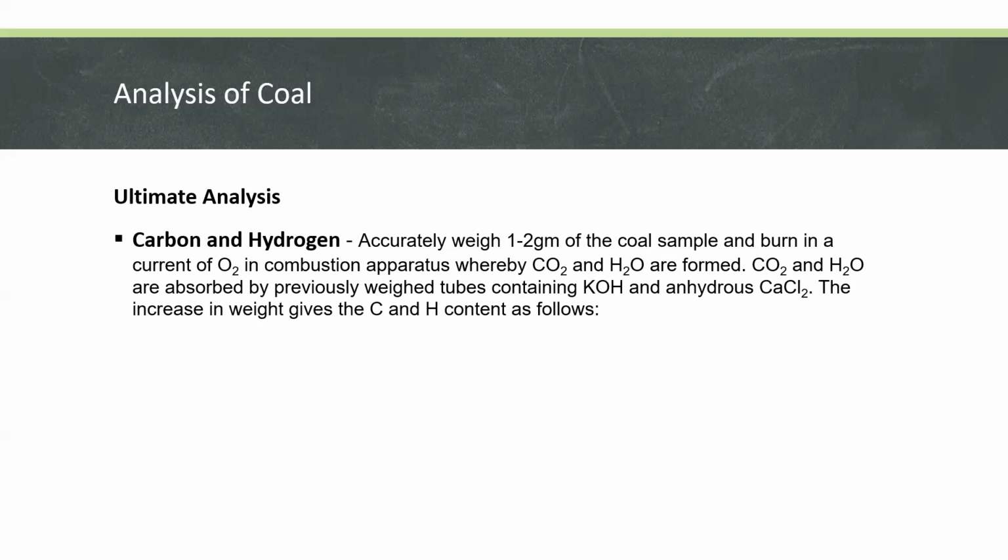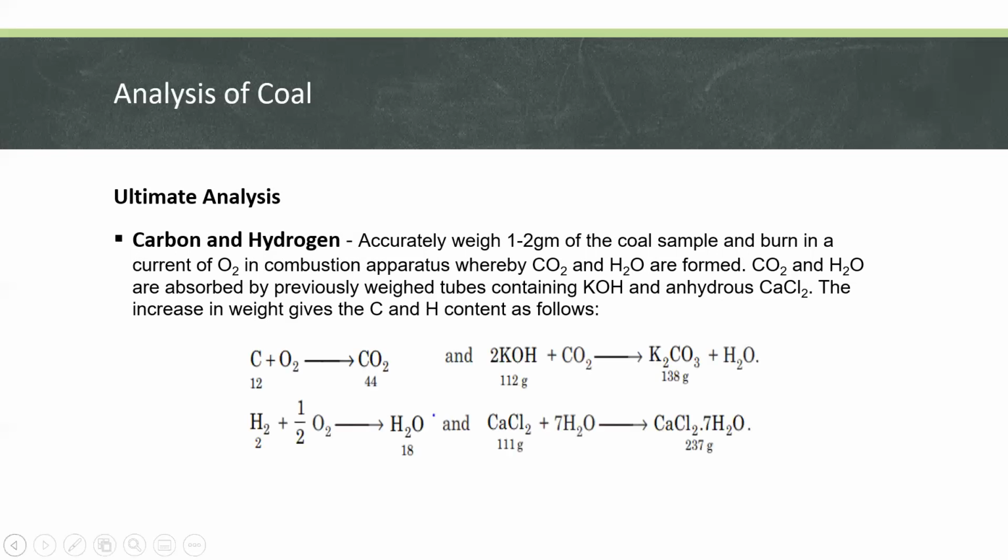In our scenario, we have accurately weighed 1 to 2 grams of a coal sample and burned it in a current of oxygen in a combustion apparatus, whereby carbon dioxide and water are formed. The carbon dioxide and water are absorbed by the pre-weighed tubes containing potassium hydroxide and calcium chloride. So the increase in weight gives the carbon and hydrogen content as follows.